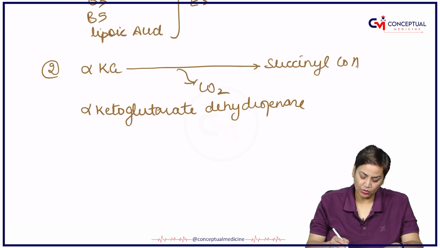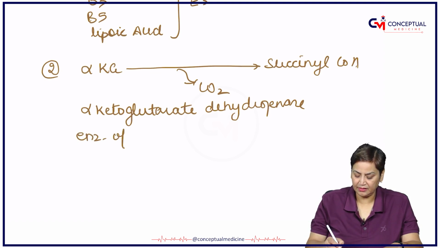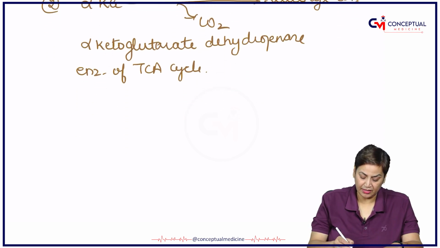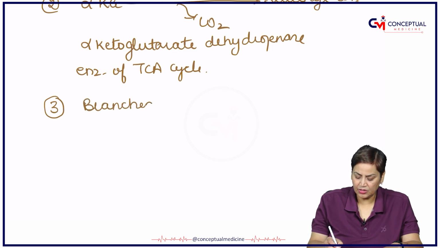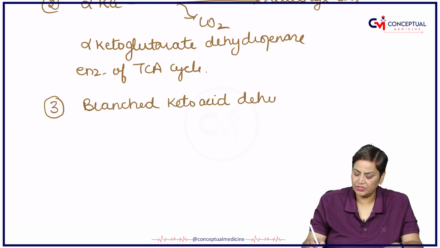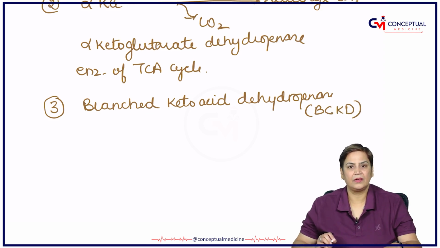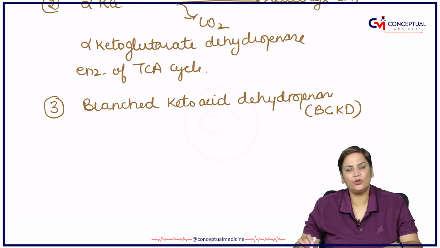Right? And we all know that this is an enzyme of the TCA cycle. Then the third important reaction is a component of branched keto acid dehydrogenase. I won't write alpha here, it is like branched keto acid dehydrogenase. We can also call it BCKDH, because branched chain amino acid keto dehydrogenases.